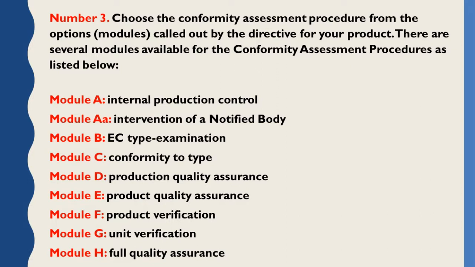Module A, Internal Production Control. Module A, Intervention of a Notified Body. Module B, EC Type Examination. Module C, Conformity to Type. Module D, Production Quality Assurance. Module E, Product Quality Assurance. Module F, Product Verification. Module G, Unit Verification. Module H, Full Quality Assurance.